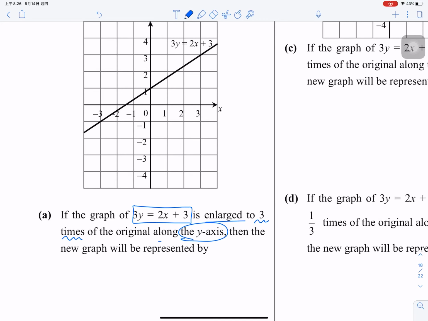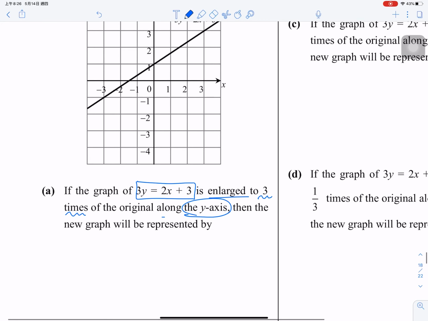Okay, so this time it affects y. We can write it as 3 and then y over 3, right? Equals 2x plus 3. Therefore, y equals 2x plus 3 is the image function.